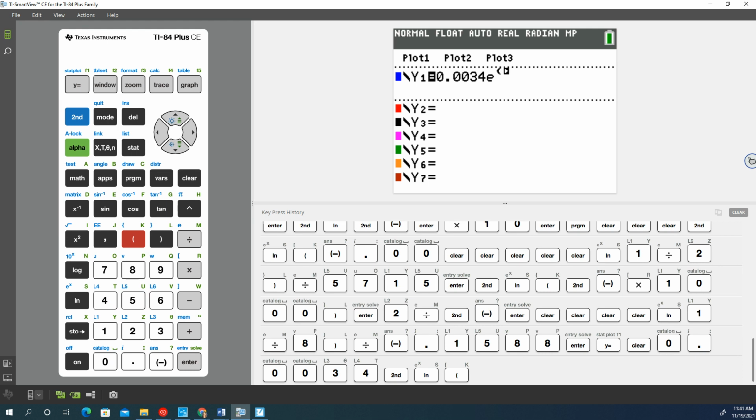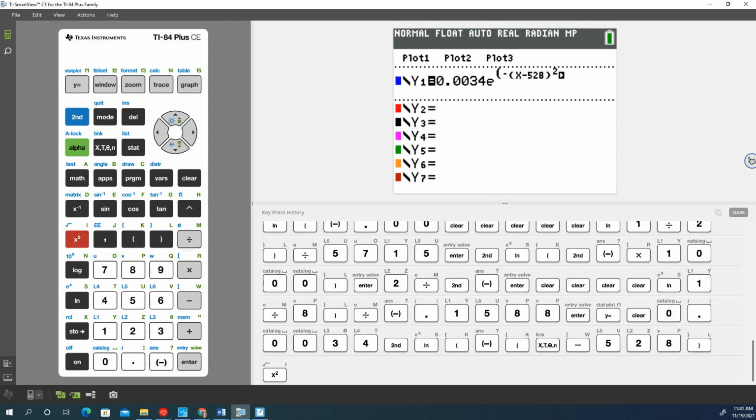So do we just distribute that in? No, we're going to do this. Negative, parentheses, we're going to type it exactly like this: x minus 528, parentheses, squared. Too fast. Divided by. I got a straight line, right? It's showing you my key press history. You can always look.